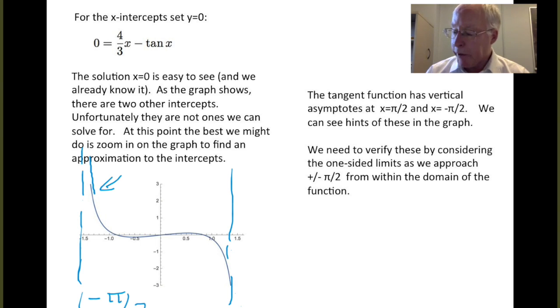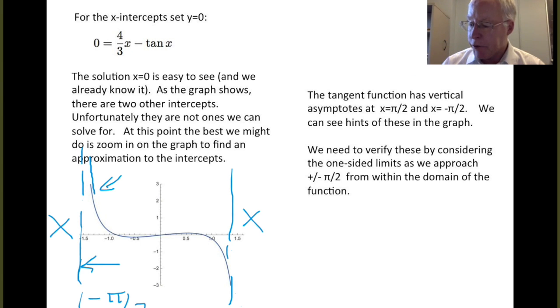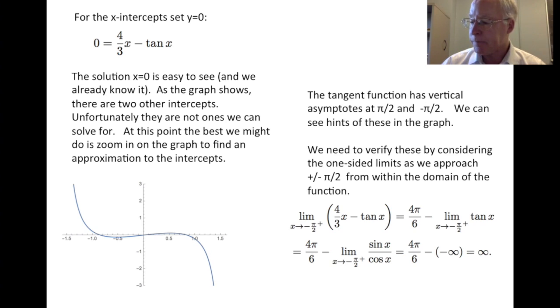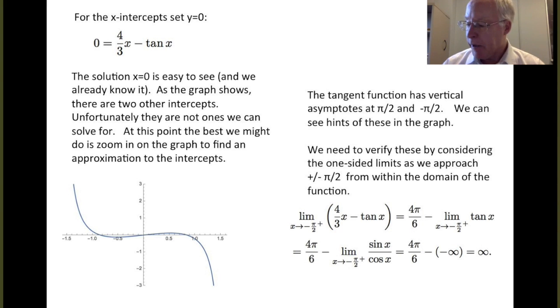Now, we're only going to have to consider the limit as we approach minus pi over 2 from the right. And the reason is the function's domain does not contain any points to the left of minus pi over 2 and to the right of pi over 2. So we only have to worry about what happens as we approach minus pi over 2 from within the domain, and hence we're only going to consider the right-hand limit. So here we see it. Again, approaching minus pi over 2 from the right means we're looking at this limit.